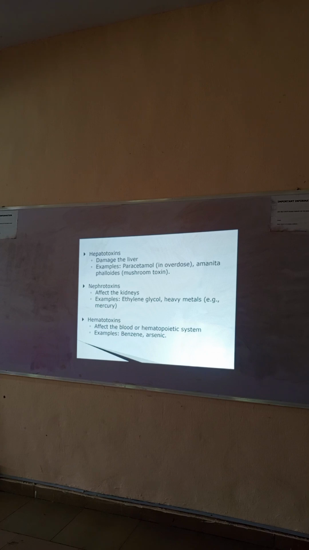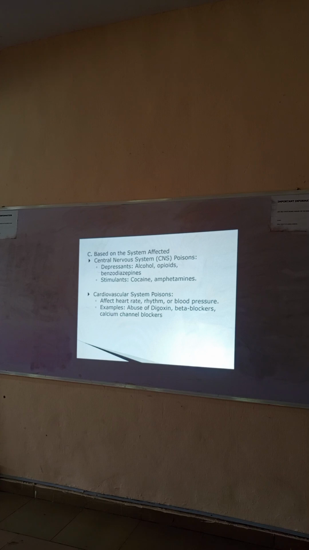We have hepatotoxins, from the word hepatocyte, they damage the liver. An example is paracetamol. Like I explained the other time, the toxicity of a substance depends on the dose. So overdose of paracetamol can affect the liver. Amanita phalloides, and that's the mushroom toxin. We have nephrotoxins that affect the kidney. Examples are ethylene glycol, heavy metals such as mercury. We have hematotoxins that affect the blood or hematopoietic system, and examples are benzene or arsenic.